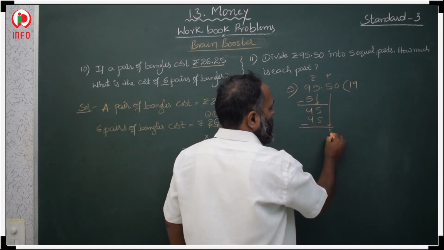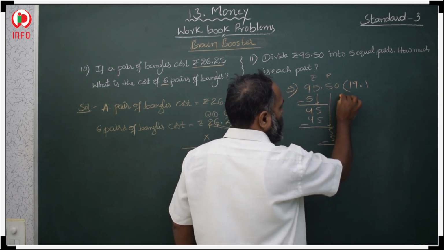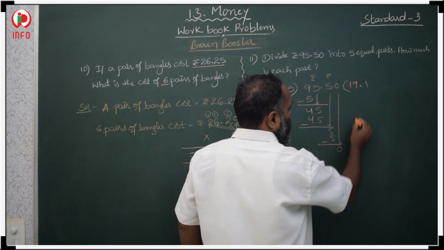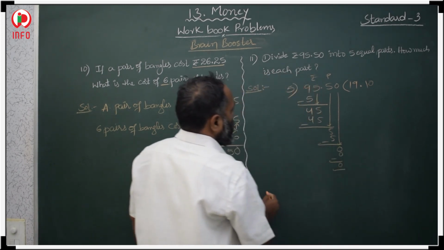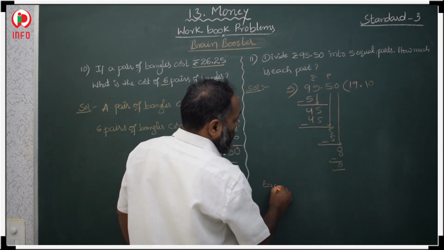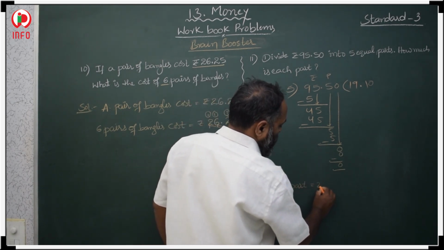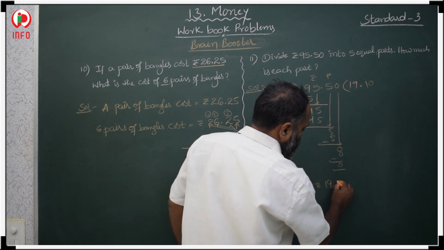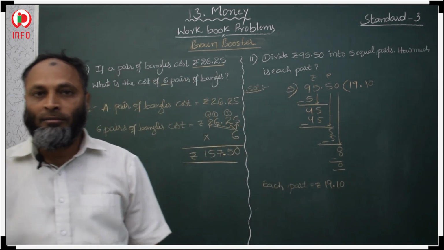Now decimal place. Here keep the decimal. 5 ones are 5. 5 minus 5, 0. Now you copy 0. 5 zeros are 0. 0 minus 0, 0. It means each part is equal to 19 rupees 10 paisa. 19 rupees 10 paisa. Okay.